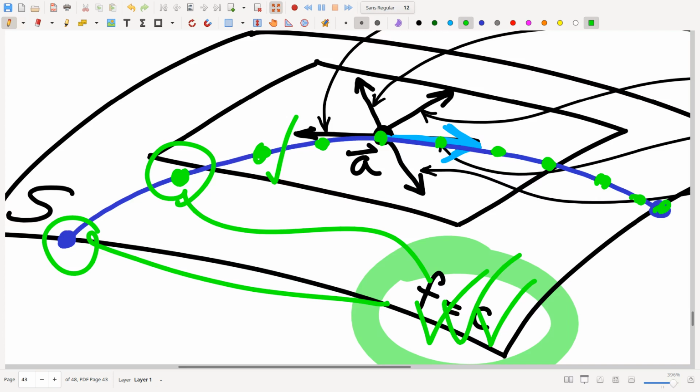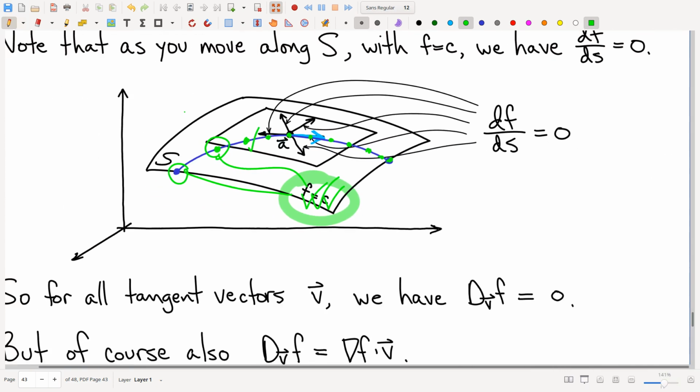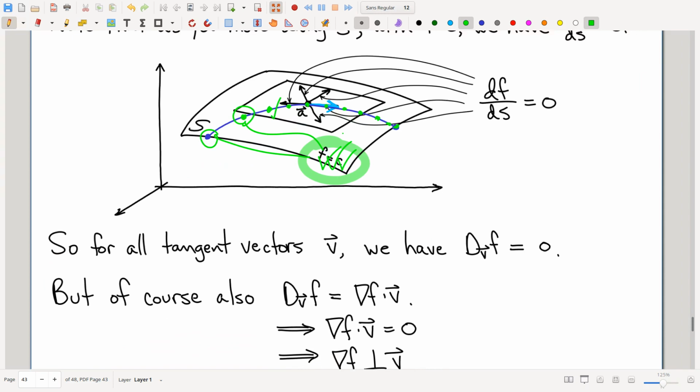Okay, so let me come back to where I have this stuff documented. So I'm going to clean up my mess here.